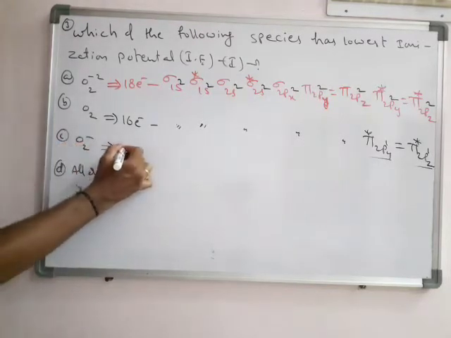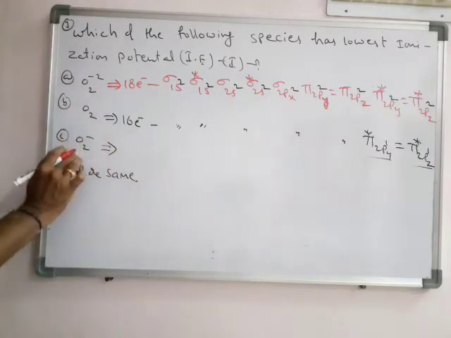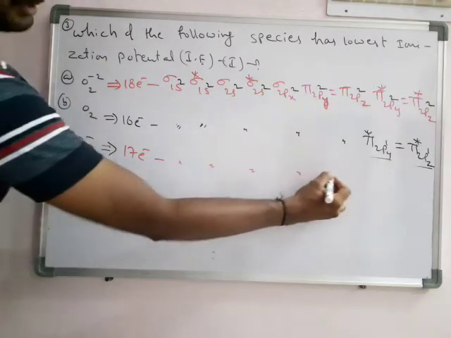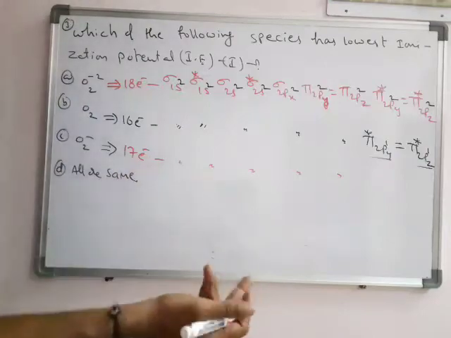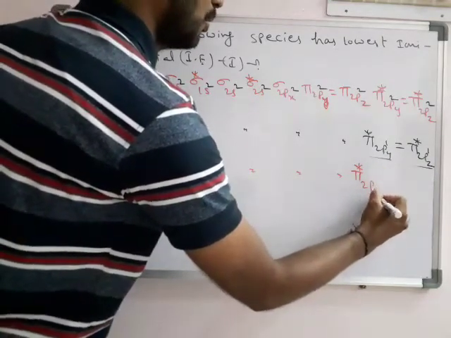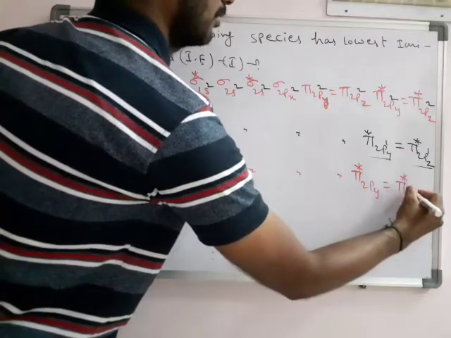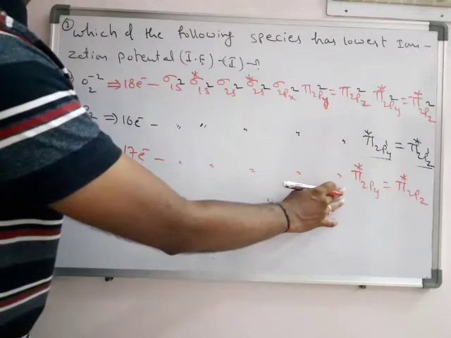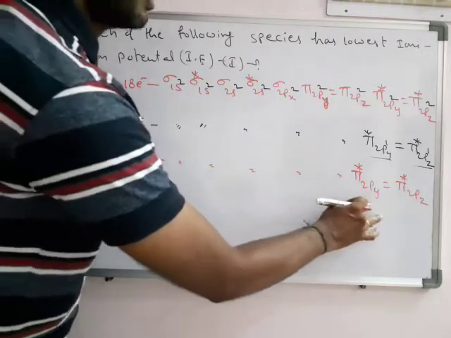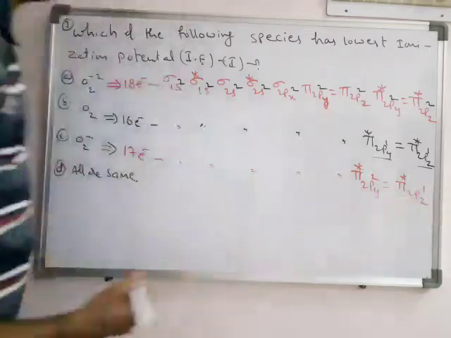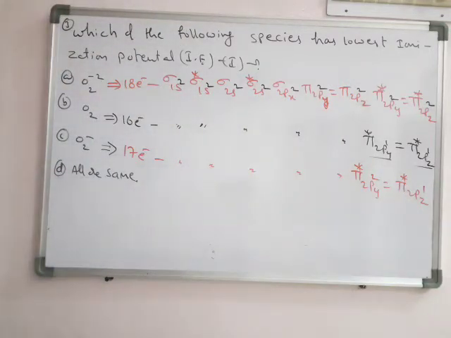O2 minus means 8 plus 8 plus the minus charge, so it is 17 electrons. The 17 electron configuration: for everything above 14, I am not writing separately. It is pi star 2py equals pi star 2pz. Up to here, how many are complete? 14 completed. 15, 16, 17. So it is like this. So it is also having one unpaired electron.